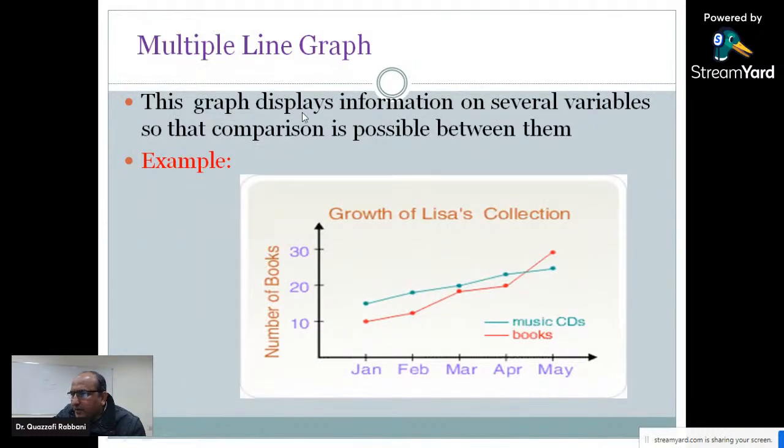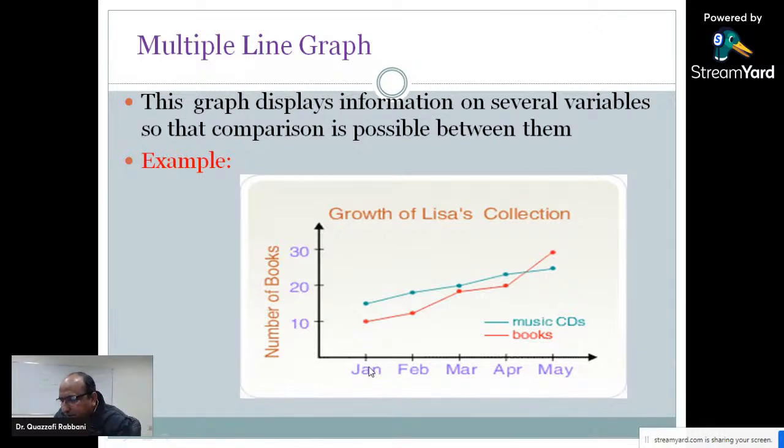Similarly, the multiple line graph. Like this, there are two lines, one in blue and the second in red color. So there are two variables. In this example, the graph displays information on several variables so that comparison is possible between them. Here is the growth of Lisa's collection: the number of books and the number of music CDs.